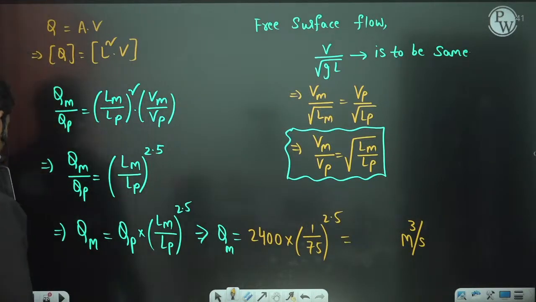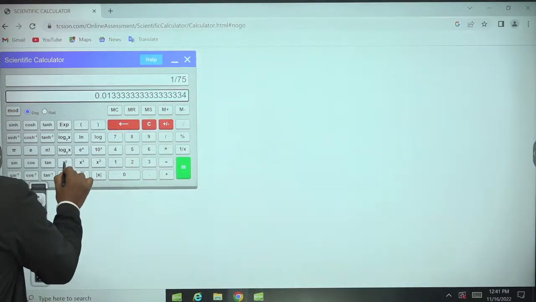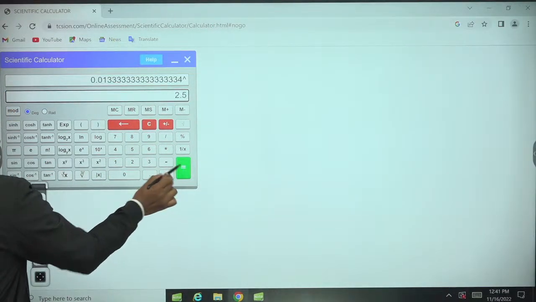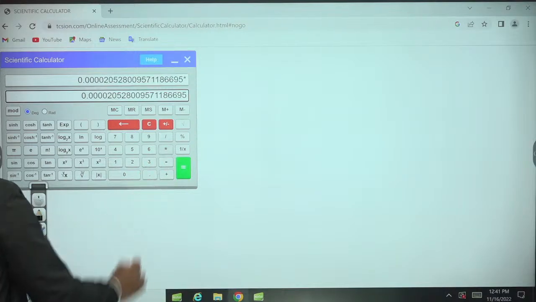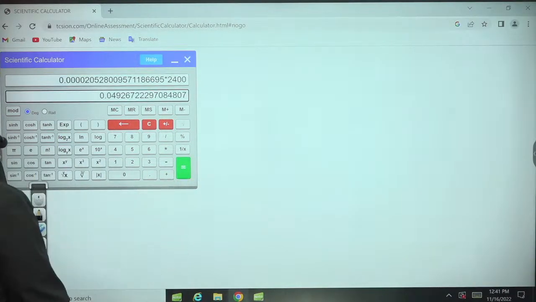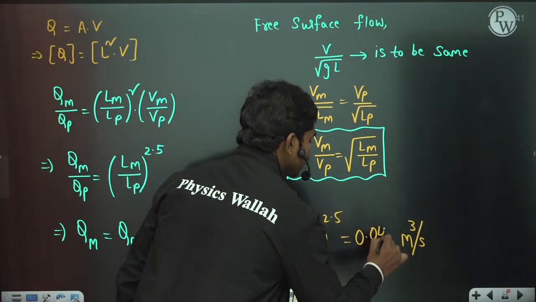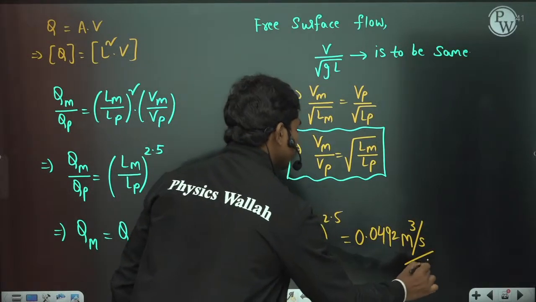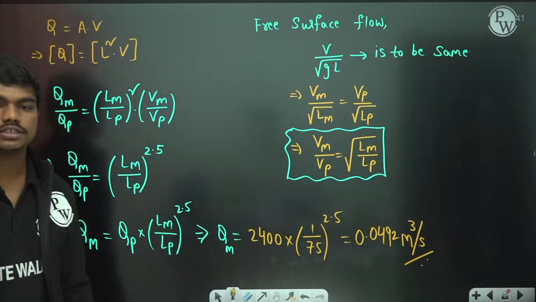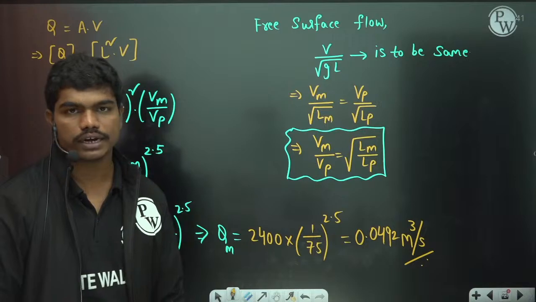Let us take some calculator. So 1 by 75 whole power 2.5. Okay, so this value has to be multiplied with 2400. So 0.0492 meter cube per second. Okay, so this is actually the discharge that actually flows to the model. Yes, 0.049. Yeah, even I got the same answer. 0.049 is the correct answer then.